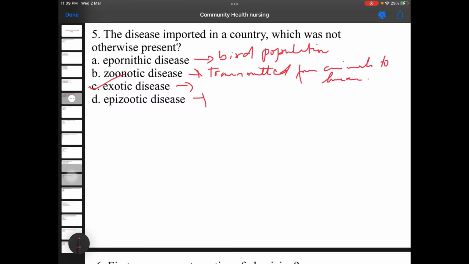And what is epizootic disease? Epizootic disease is a type of epidemic outbreak of disease in animal population, and these epidemics may extend to humans too.